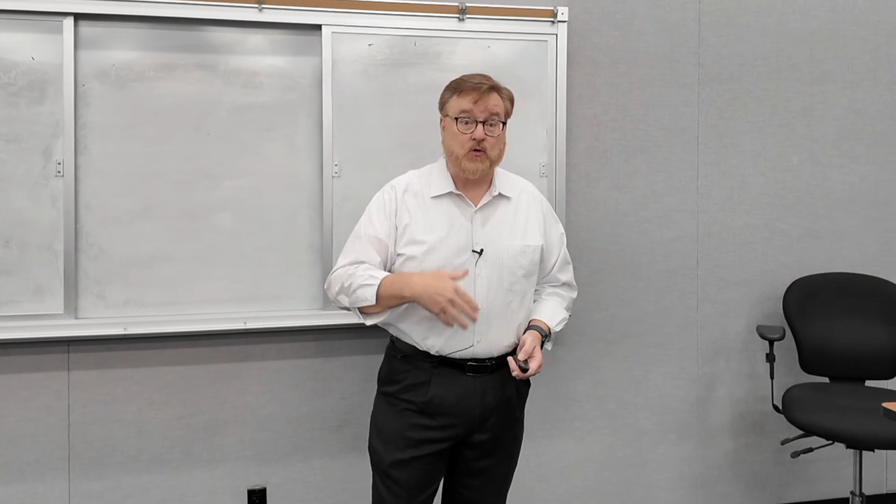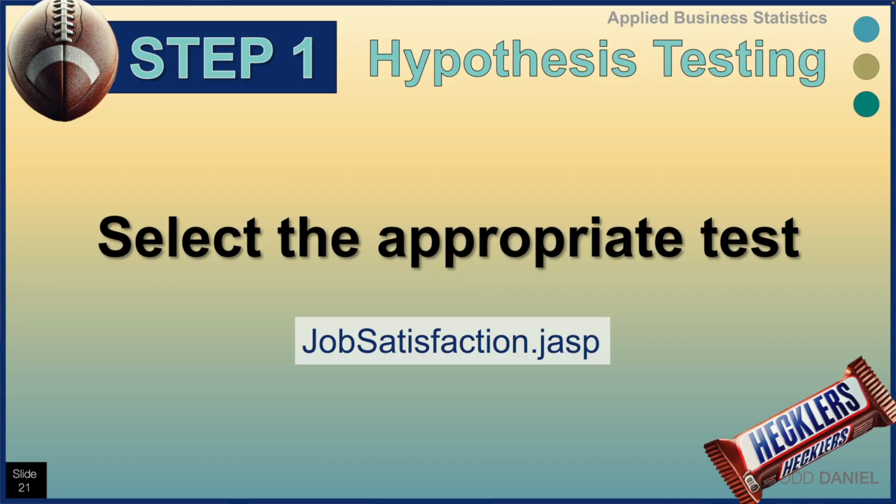What we have are two scale variables. So, step one, let's select the appropriate test. We're going to be using a data set called jobsatisfaction.jasp that you have downloaded, put on your desktop. So we're going to come to that in a moment, and when we do, I'll show you how to do this correlation in JASP. We're using correlation because we have two scale variables.